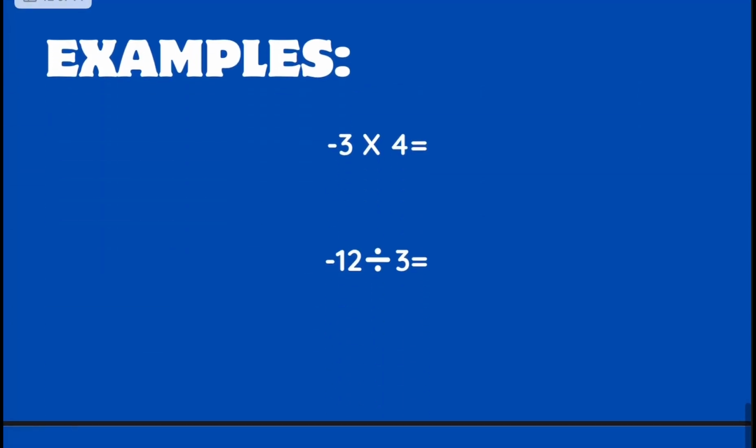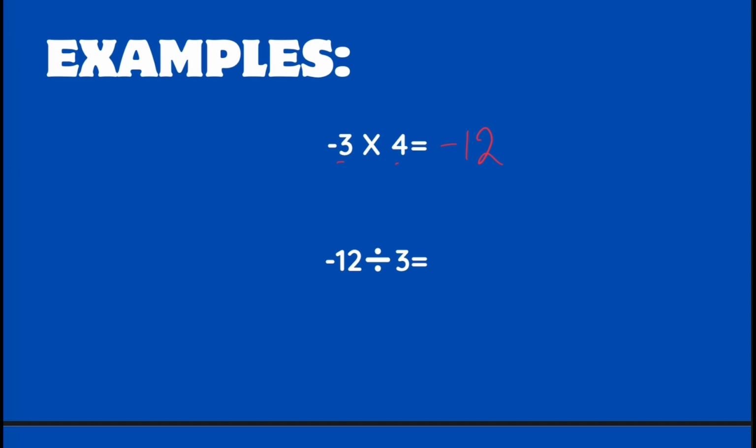So let's do some examples. Negative 3 times 4. So what's 3 times 4? We're just going to multiply those numbers like normal. 3 times 4 is 12. And since one is negative and one is positive, it's always going to be negative because they're different signs.